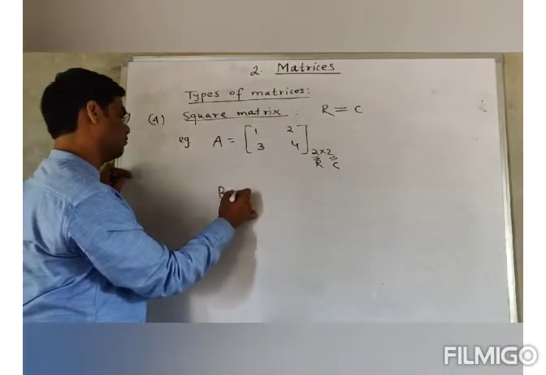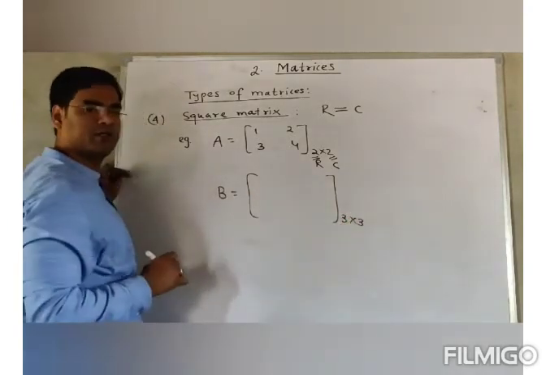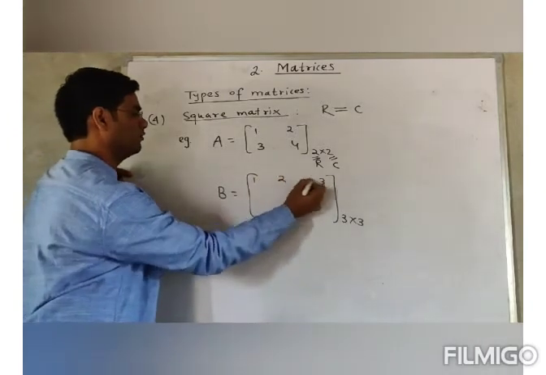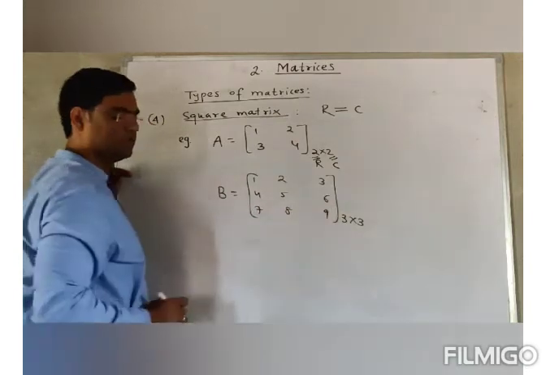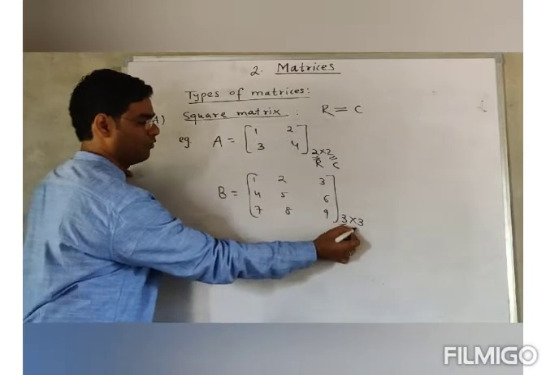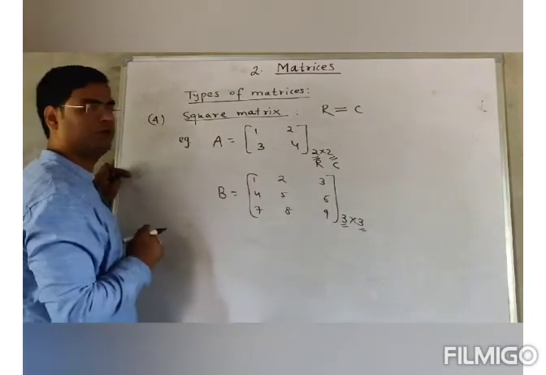Let us take another example of a matrix of order 3 by 3. 3 by 3 means what? It contains 3 rows and 3 columns. For example, 1, 2, 3, 4, 5, 6, 7, 8, 9. This is an example of a matrix of order 3 by 3. Here the number of rows and number of columns are equal. Therefore this matrix is what? It is an example of a square matrix.